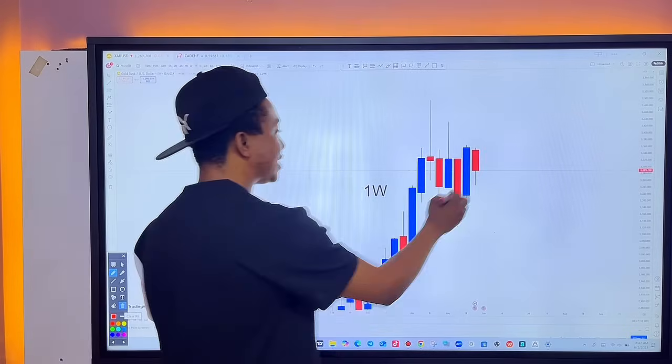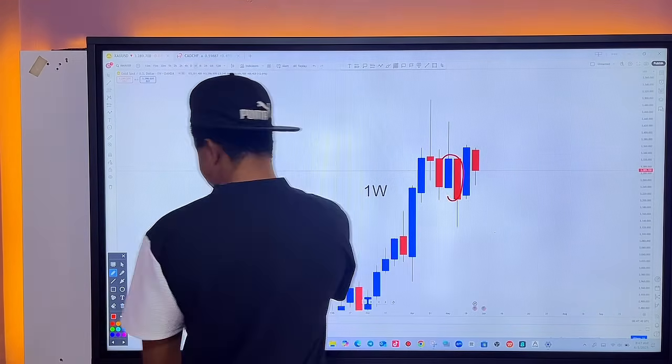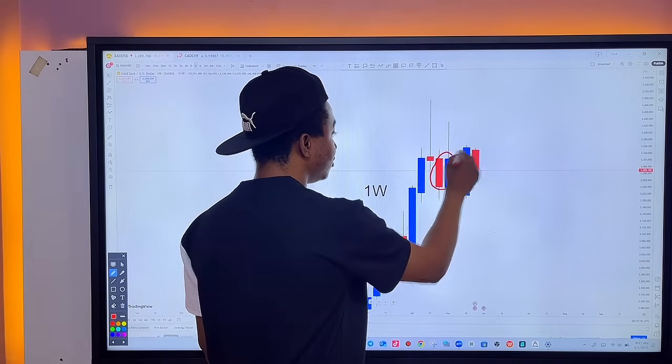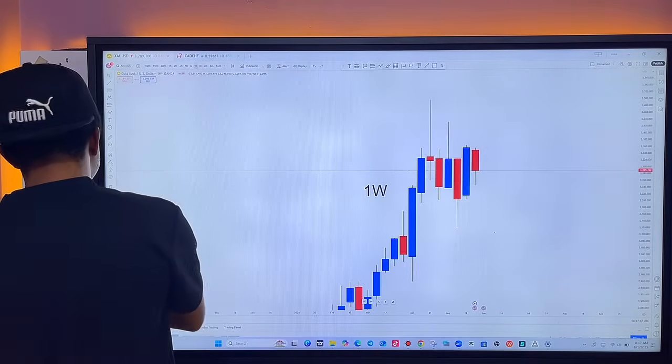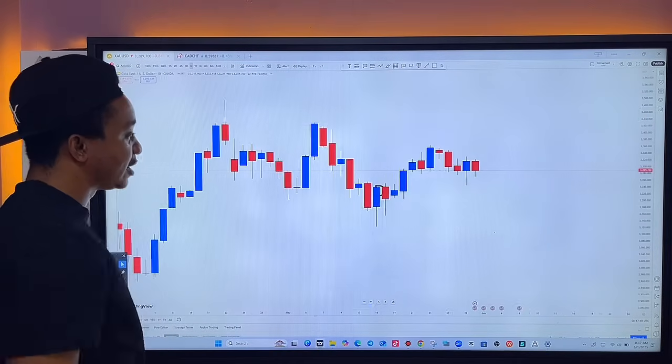So here, buyers are in with a bullish engulfing candle. We are definitely moving all the way to the upside. Let me take it all the way to the daily time frame and then we do the analysis very quick on the daily.